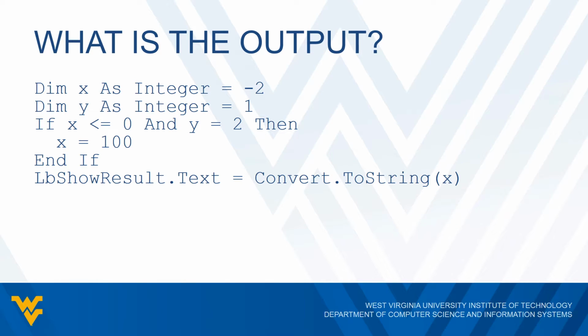In this example, our two conditions for the if statement would be to check that x is less than or equal to 0 and y equals 2. So if both of those are true, then we're going to set x to 100. So I want you to tell me what the output is.